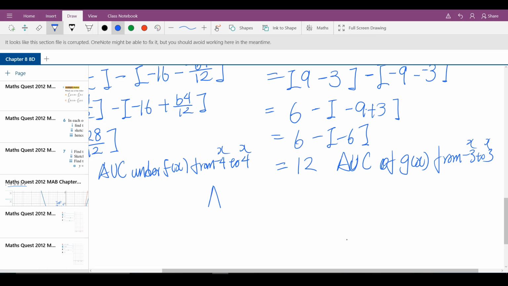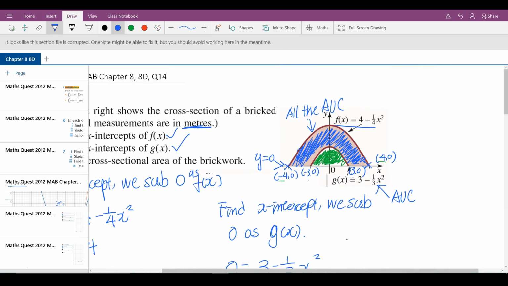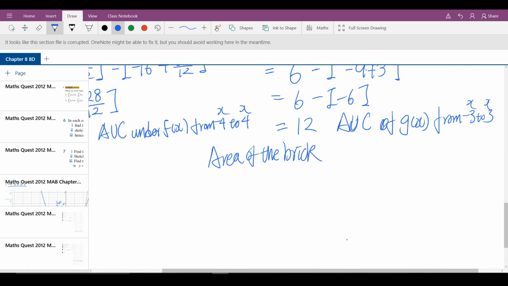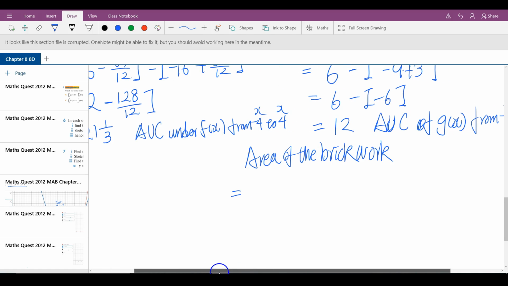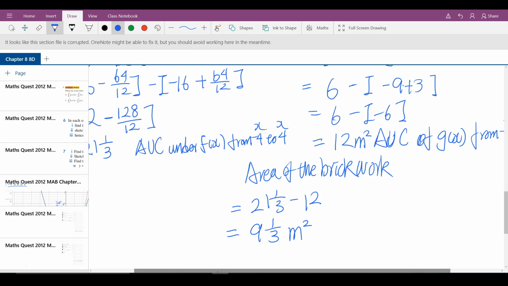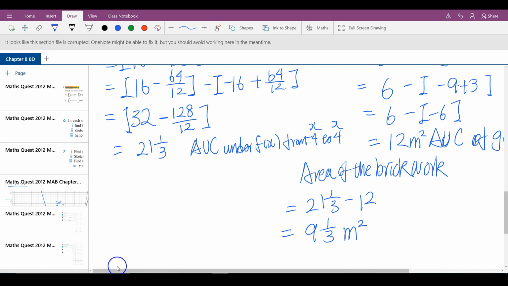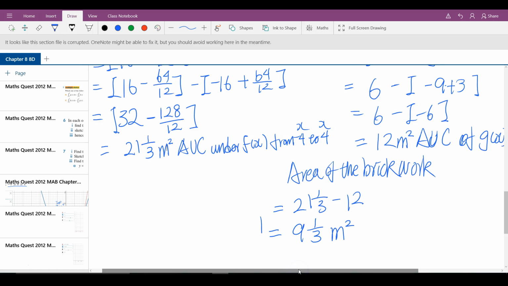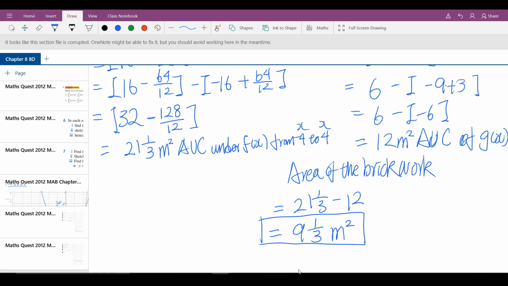Right, so the area of the brick, is that what they call it? The area of the brick? The brickwork. Area of the brickwork is equal to whatever we got before, 21 1/3 minus 12. Which gives us 9 1/3, right? 9 1/3, and it is an area, so it's meter squared, right? So I forgot the unit here, so it's all meter squared, because we're going to find it for the areas, right? Okay, so that's the answer: 9 1/3 meter squared. Oof. All right, that's all right.